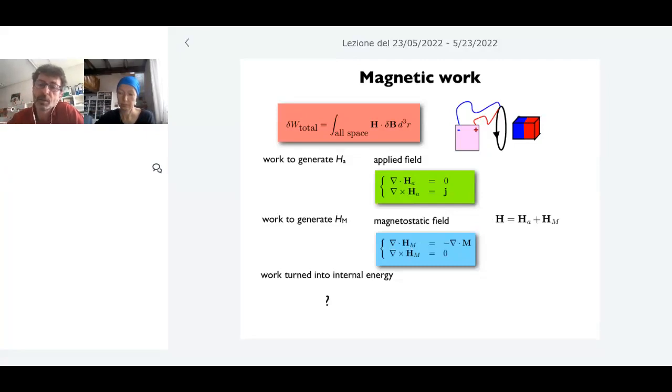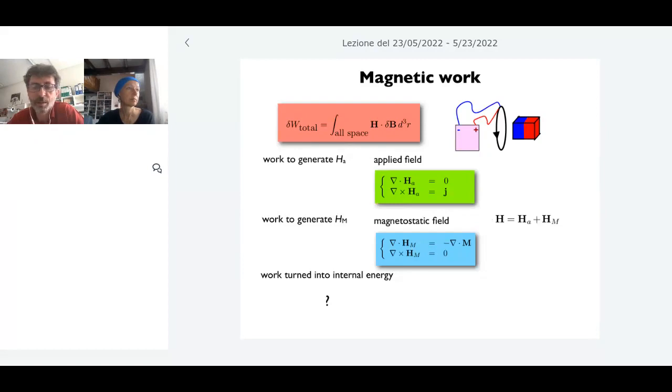And then, if I know the energy accumulated in the applied field and in the magnetostatic field, there is something missing. There is some work that goes only into the magnetic material. So there is some internal energy to be associated with the magnetic material or not. Well, we will discover, because we have the total magnetic work, and we can compute from Maxwell equations the energy to generate an applied field and the energy to generate a magnetostatic field. So the plan is the following. Let's compute the work to generate the applied field, the work to generate the magnetostatic field, subtract both of them from the total, and discover what is the internal energy.